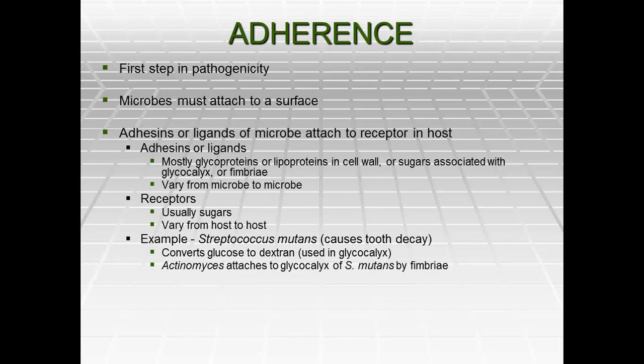Actinomyces attaches to the glycocalyx of the S. mutans by its fimbriae. We can also see that they form biofilms. An example of a biofilm would be dental plaque. Biofilm provides attachment and resistance to antimicrobial agents. A tapered end is used as a hook to attach to host cells. Example, Treponema pallidum, which causes syphilis.